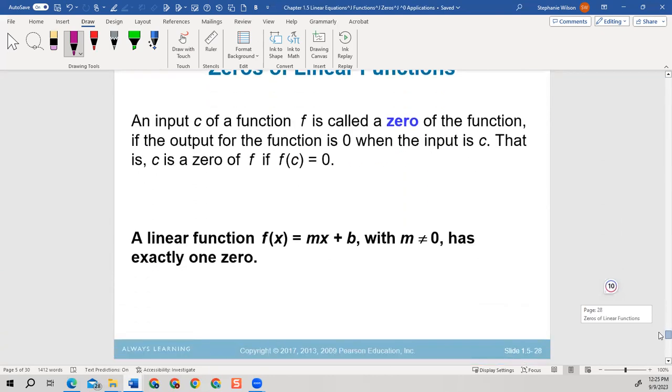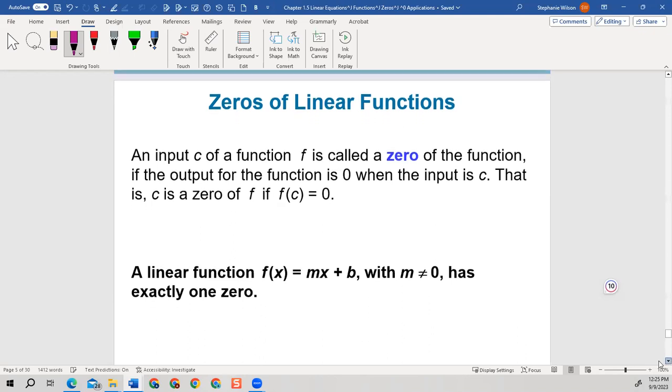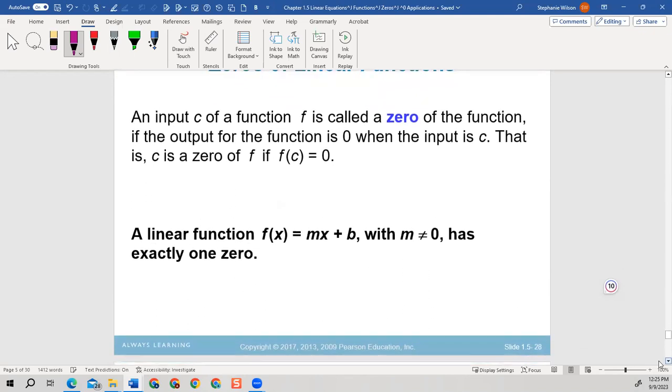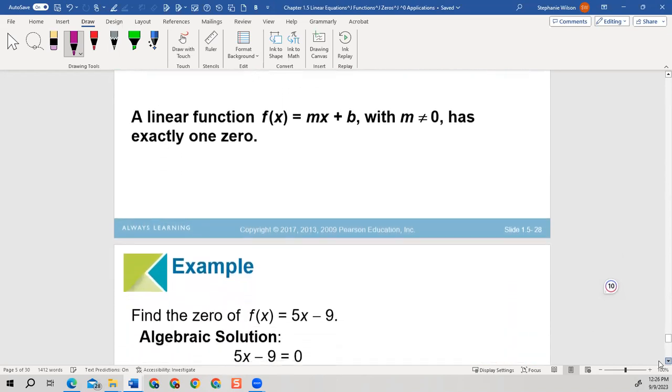All right. Now let's talk about the zeros of linear functions. An input C of a function f is called a zero of the function if the output for the function is 0 when the input is C. That is, C is a zero of f, we get f of C, instead of x, is equal to 0. And we're going to use the same method we've been using, and we're going to solve for it.